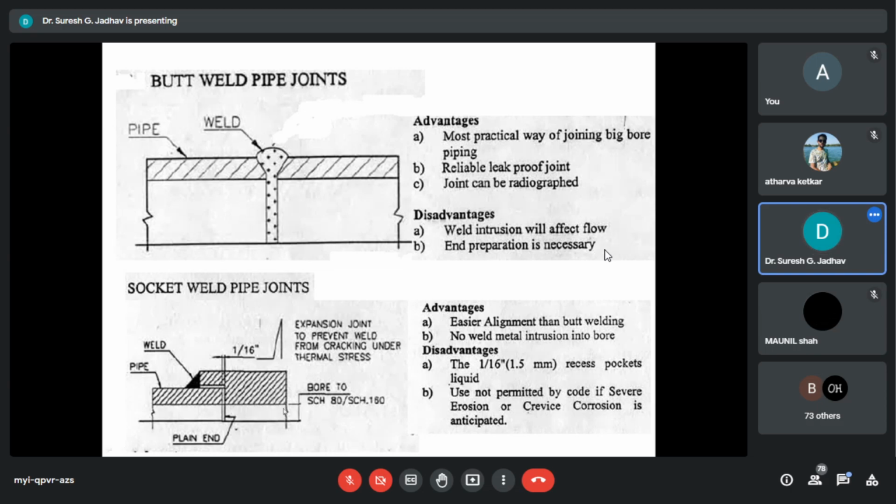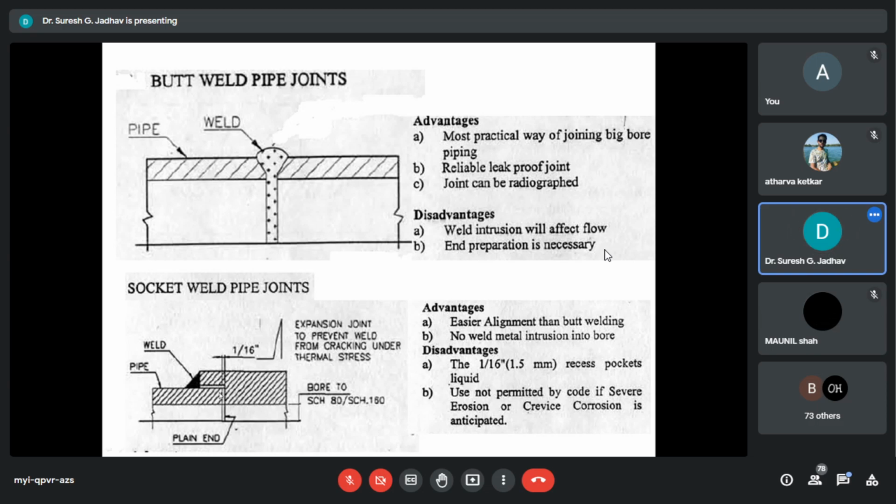It means it will not affect the flow in piping industries. And second, consider the disadvantages of butt weld and socket weld pipe joints. Here, the minimum thickness for this pipe size is 1/16 inch, converted to 1.5 millimeters. So we have to consider the crevice pockets.